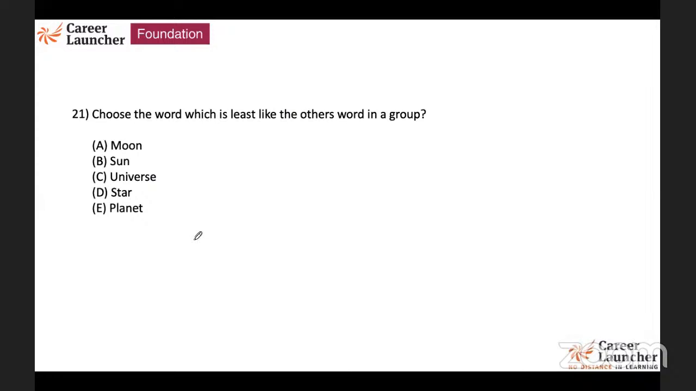Next one. Choose the word which is least like the other words. This is an easy question. Very easy question. What is the answer?